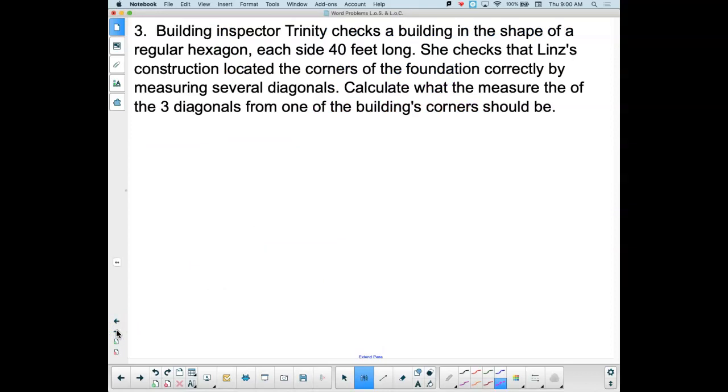Building inspector Trinity checks a building in the shape of a regular hexagon. Regular hexagon has how many sides? 6. Each side is 40 feet long. She checks that the construction crew located the corners of the foundation correctly by measuring several diagonals. Calculate what the measure of the 3 diagonals from one of the building's corners should be. I'll give you a couple of minutes to visualize, picture, solve. Good times.